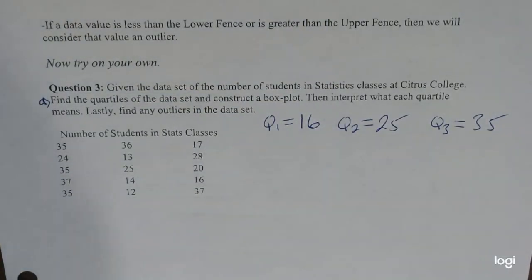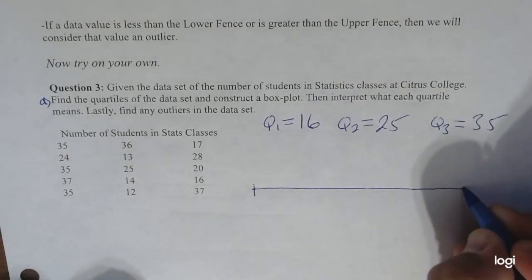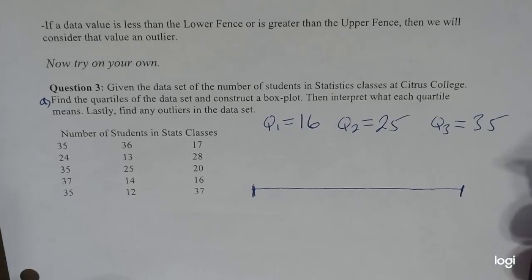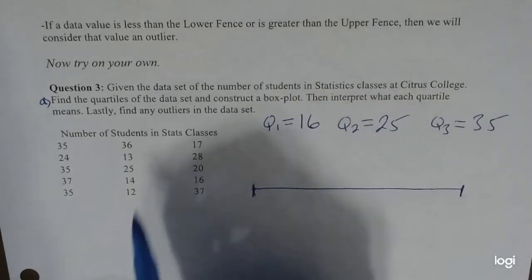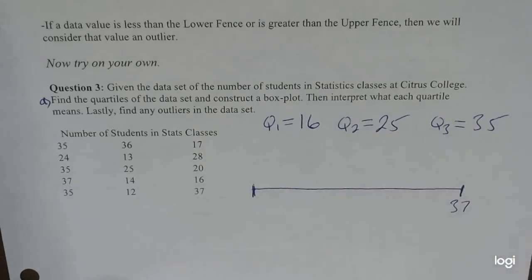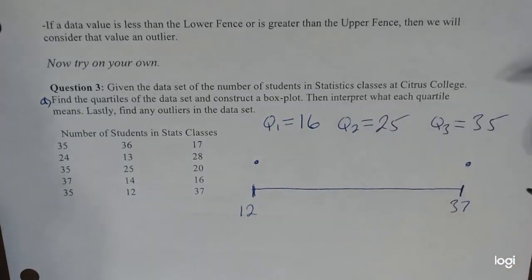Next thing we want to do is construct a simple box plot. So now you can see what it means by a box plot. We're going to have a scale at the bottom, and usually you can start and end at your smallest and largest values. In our case, our largest value should be 37, I believe. Yeah, 37, and the smallest value should be 12. Yeah, 12. So here's my minimum, here's my maximum.